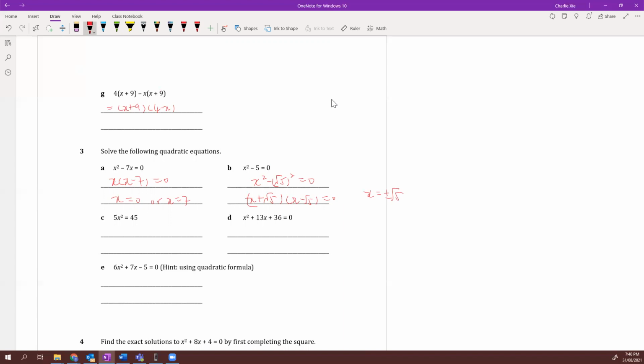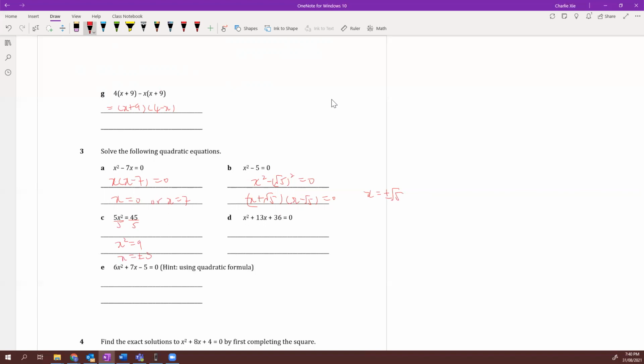5x squared equals 45. You can divide by 5 on both sides. We have x squared equals 9. Sorry, x squared equals 9. So x equals plus or minus the square root of 9, which is 3. x equals plus or minus 3.